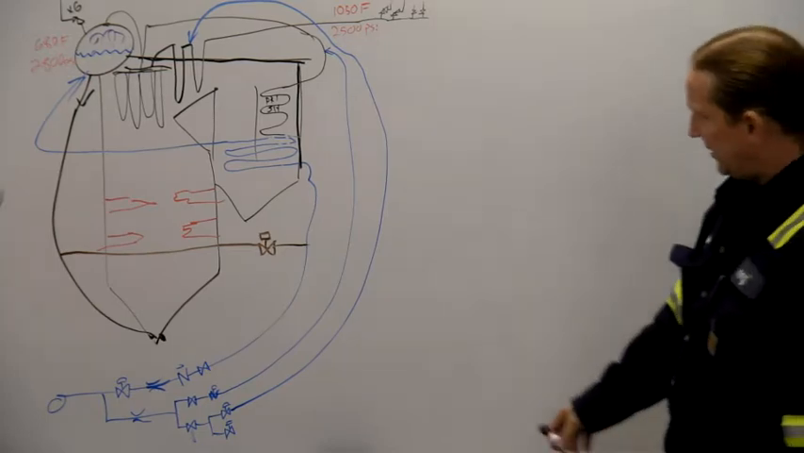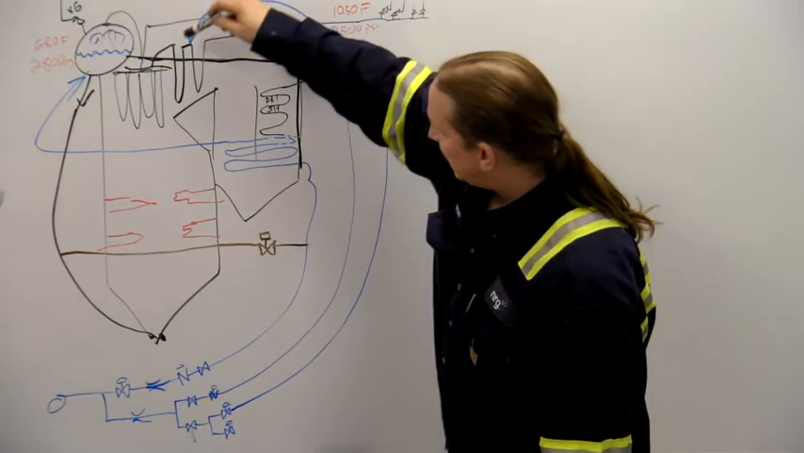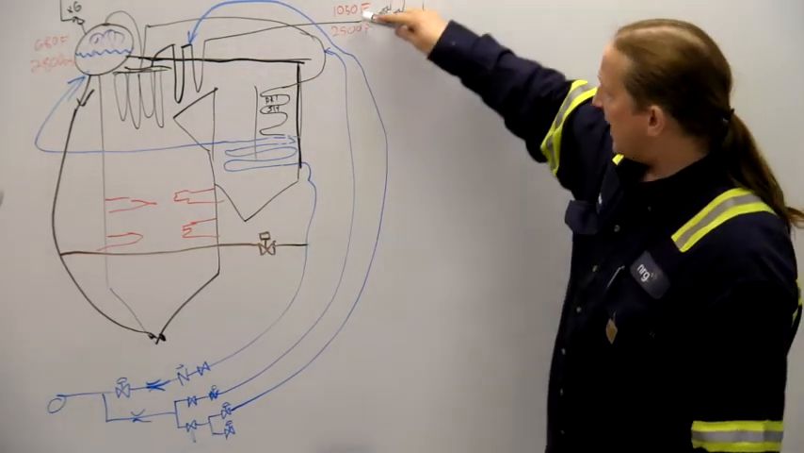All right, so these attemperators are taking the feed water and spraying it into the steam piping to knock this temperature down to 1050.